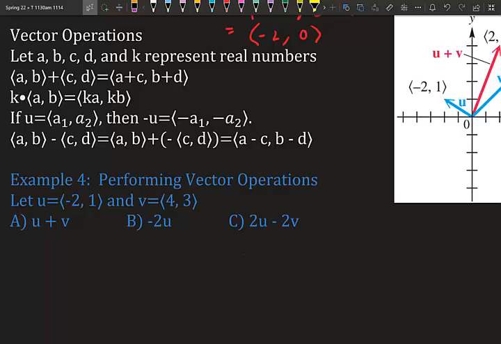Vector operations. Let A, B, C, D, and K represent real numbers. A, B plus C, D is the same thing as A plus C, B plus D. First goes with first, second goes with second. K times A, B is the same thing as K times A, K times B. We distribute. If U equals A1, A2, then negative U equals negative A1, negative A2. A, B minus C, D is the same thing as A, B plus negative C, D, that is A minus C, B minus D.